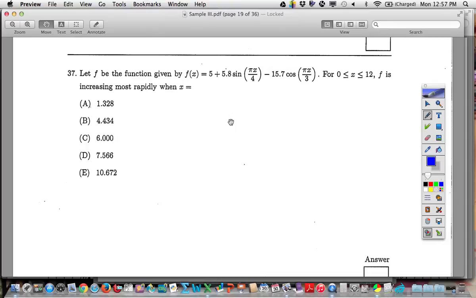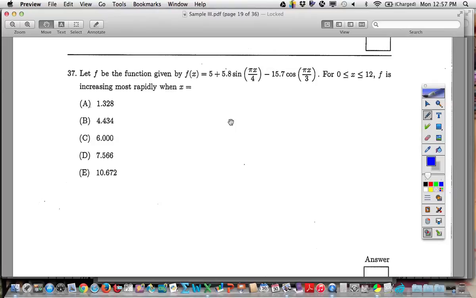Okay, there's two ways to think of it. One is what Kelsey said. When f prime is a max, it's increasing the fastest, which means its slope is the steepest. So when f prime's a max, where do you look? For f prime to be a max, f double prime is 0, right? So that's one way to think about it.